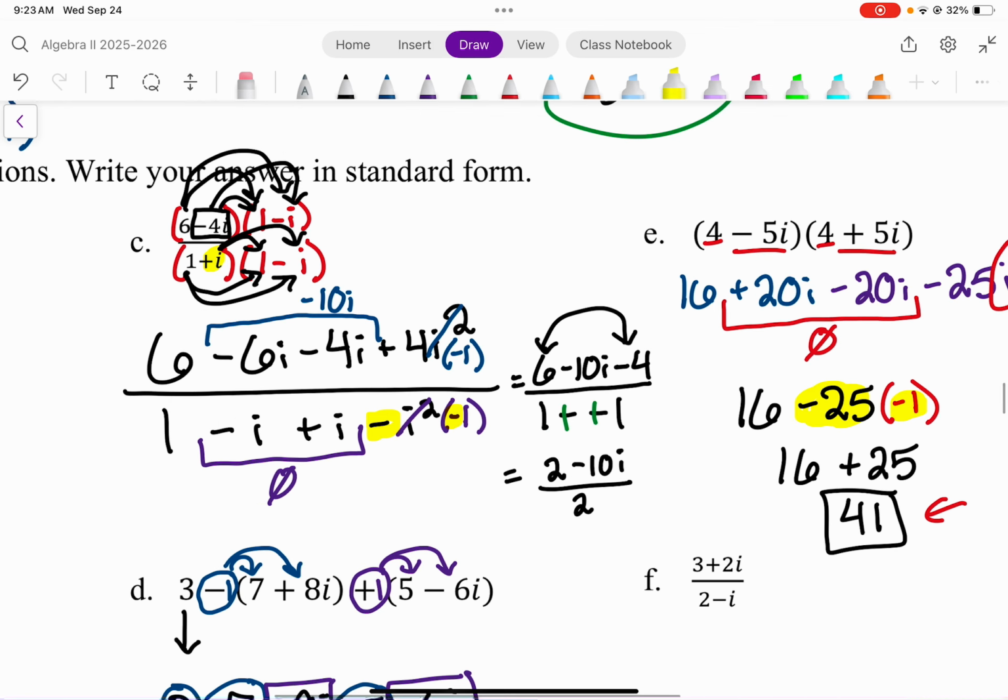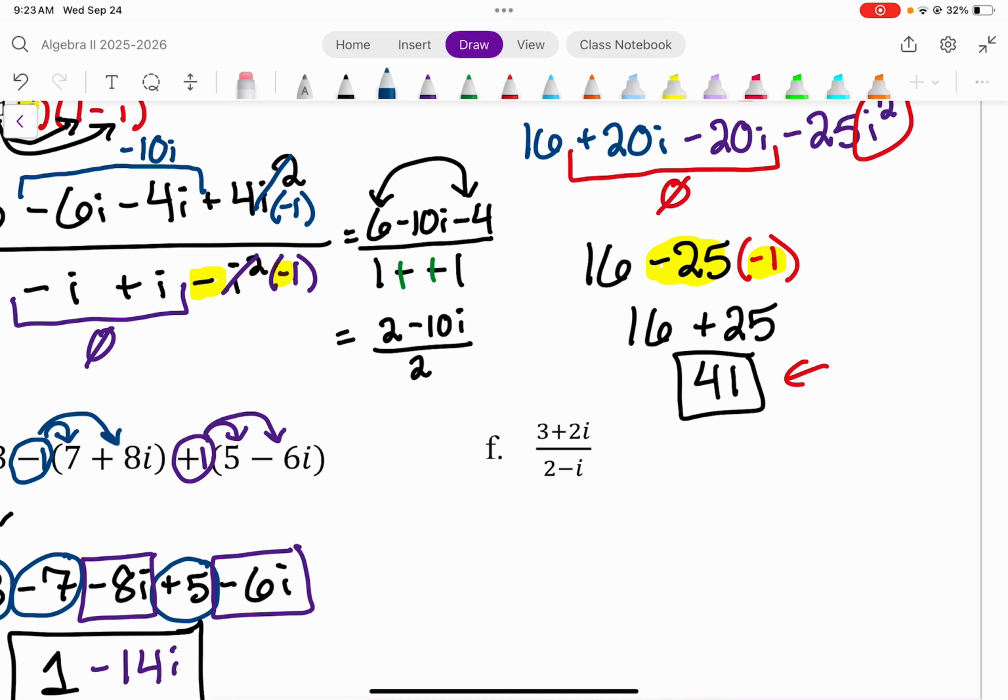Now, in the directions, they want us to write this in standard form. For standard form, you need one real part, one imaginary part. So when you have a fraction like this, we have to split it up. So we're going to split it up, and both of them are going to have the exact same denominator. So we would have 2 over 2, and then minus the 10I over 2.